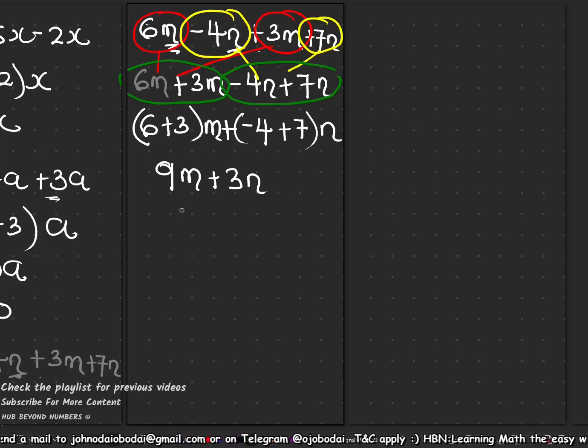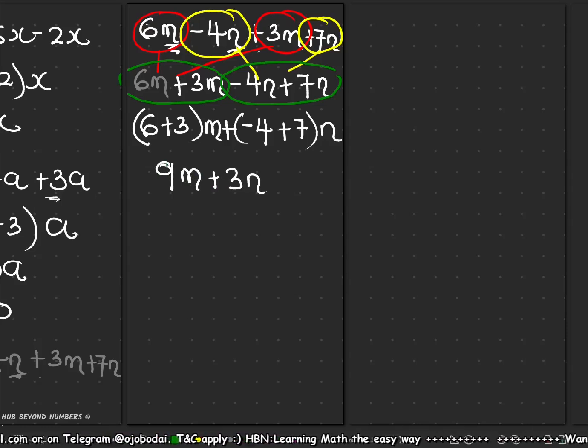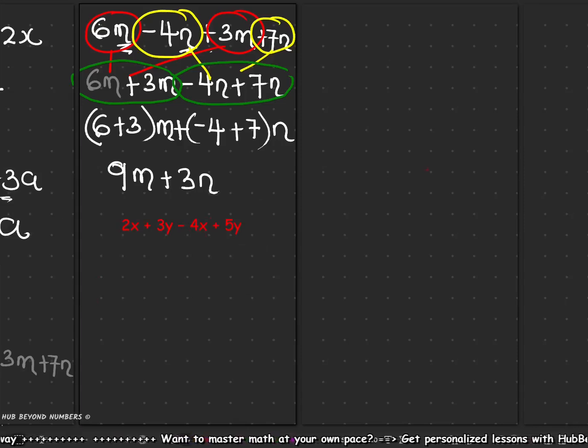6 plus 3 gives us a 9. Negative 4 plus 7 gives us a what? A 3. So that we have 9m plus 3n. I hope that makes sense. So that is how it is worked. Okay, so let's work this example here. You can pause the video at this stage since you have understood, and then try your hands on this. Okay, so if you're able to try your hands, then let's quickly do it together.